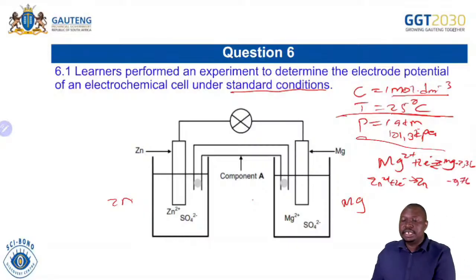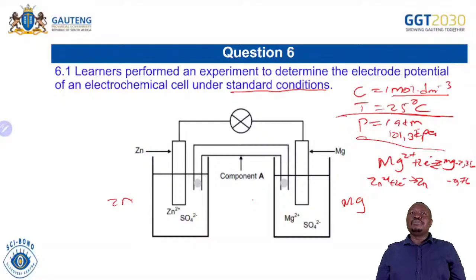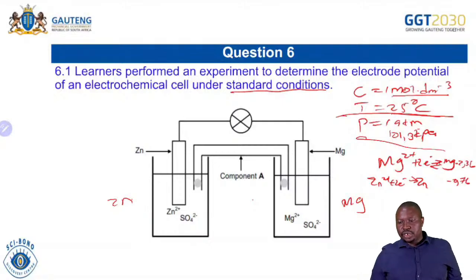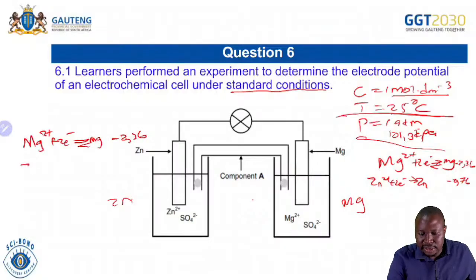This is very much important, my learners. Remember, the one that will lose electrons is the one that is more negative. The more negative one is the one that will lose electrons. So in this case, you are having magnesium 2 plus 2 electrons, magnesium, we are saying is negative 2,36. You are having zinc 2 plus 2 electrons, forming zinc, and we are saying is negative 0,76.